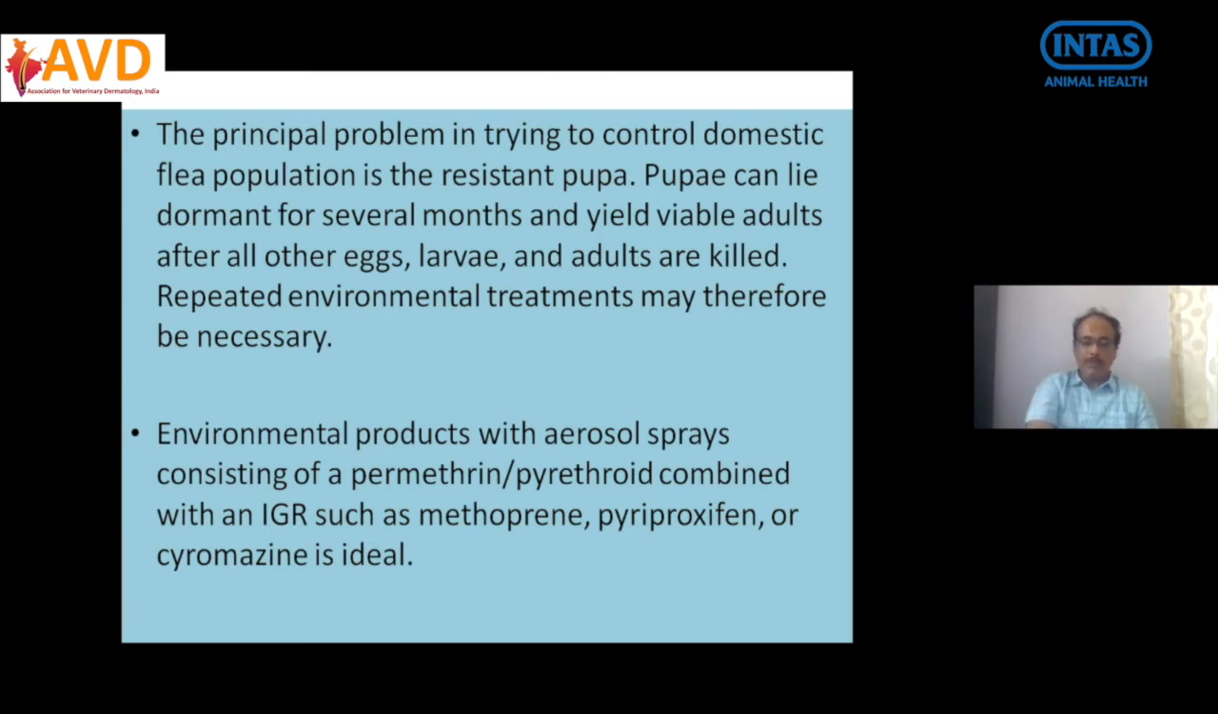So environmental products like aerosol sprays consisting of permethrins, or a combination of IGRs like methoprene, pyriproxyfen or cyromazine, are ideal. You should treat the immediate surrounding environment also for effective flea control, because the pupa will lie dormant for a prolonged period.